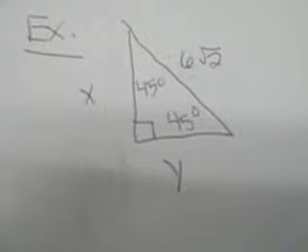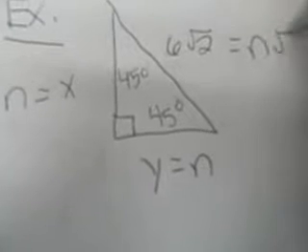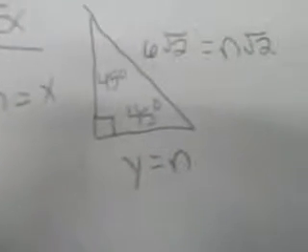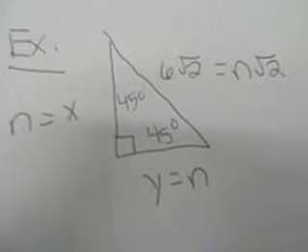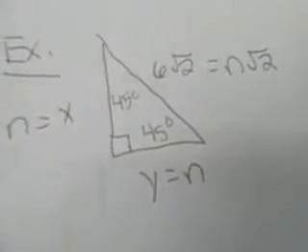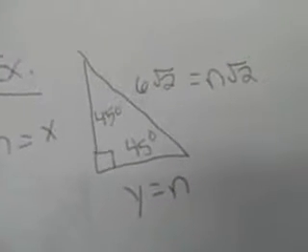Here's another 45, 45, 90 triangle, but now I've labeled the hypotenuse with 6 times the square root of 2. Across from the 45-degree angle should be n, and across from the 90-degree angle is n times the square root of 2. In this problem, we want to use 6 times the square root of 2 is equal to n times the square root of 2 to solve for n.